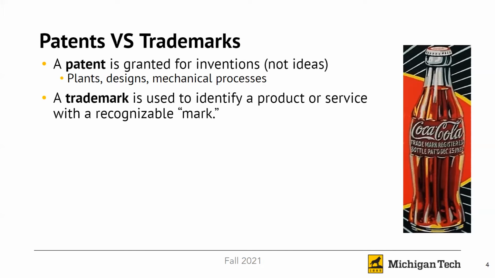Now a trademark is used to identify a product or a service with a recognizable mark. So something like a logo, a word, shape, color, smell, even a sound. So looking at this Coke bottle, what parts of it would you say are a patent and what parts of it would you say are a trademark? Any guesses? Yeah. Trademark is the name, patent is the design, the actual liquid itself.